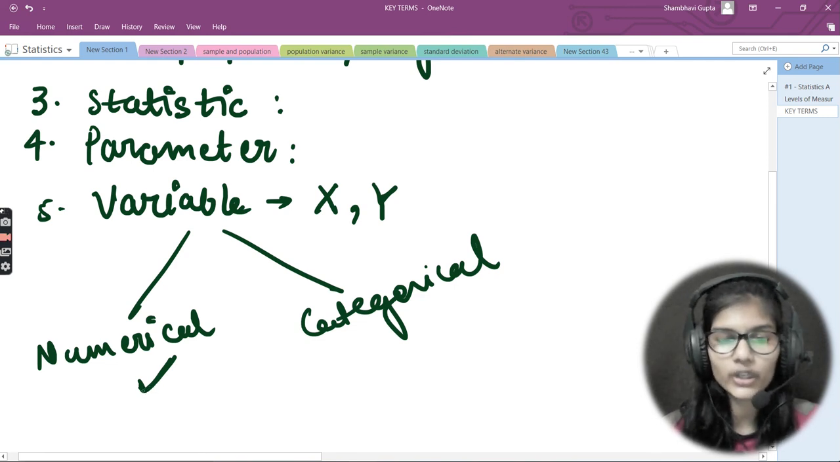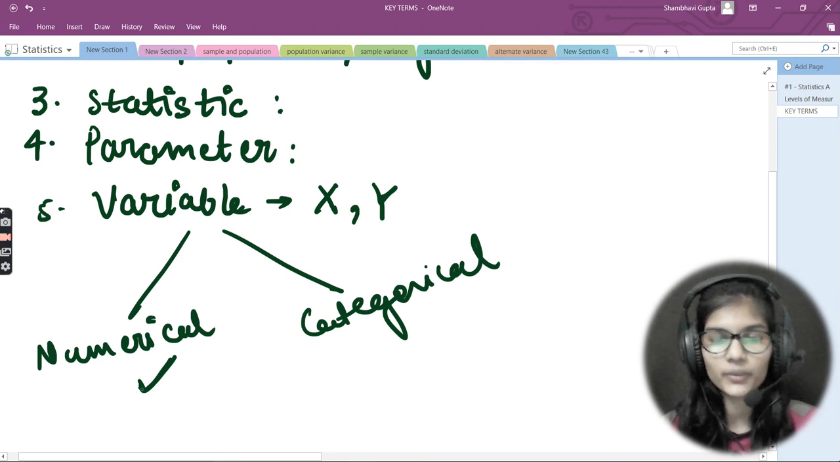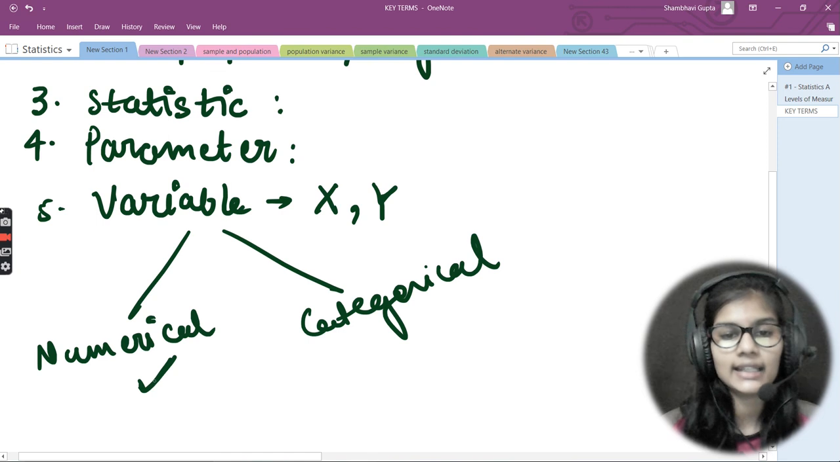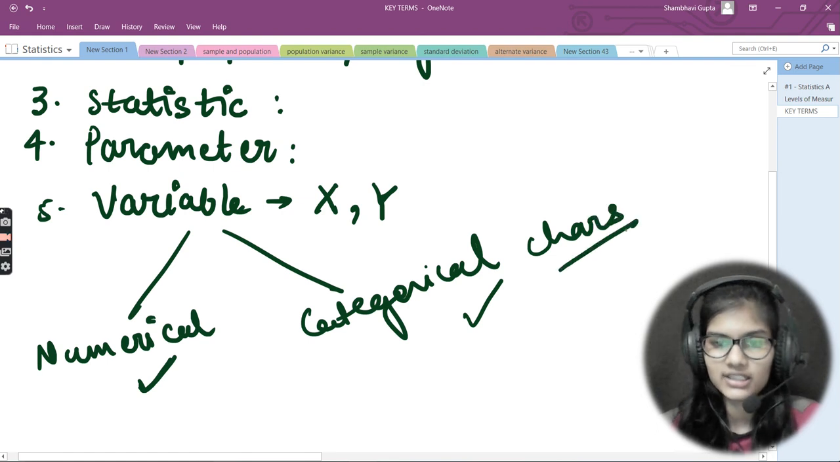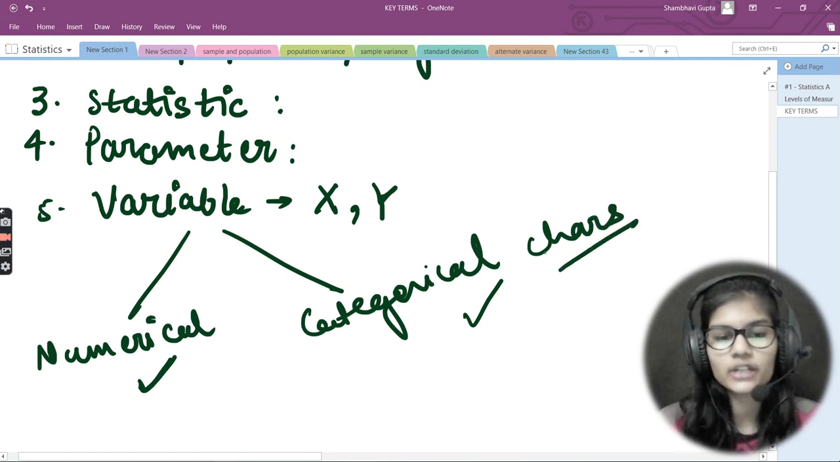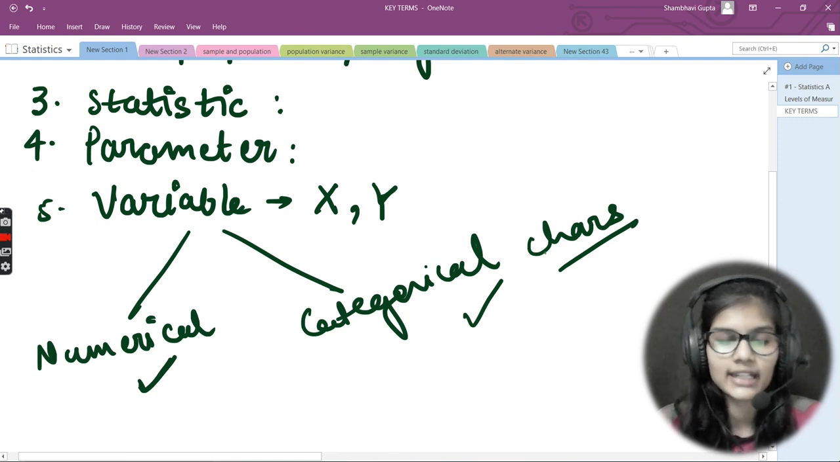Categorical variables place the person or thing into a category. Whenever we talk about any person, that comes under categorical, because it deals with characters. Hope you got the idea regarding numerical and categorical.